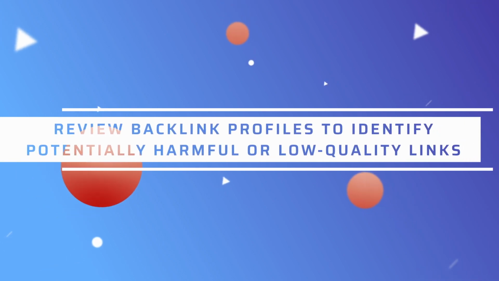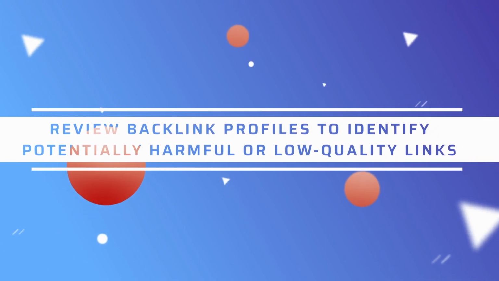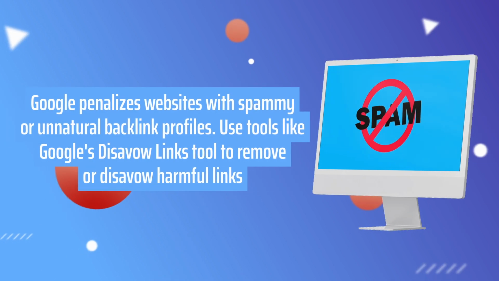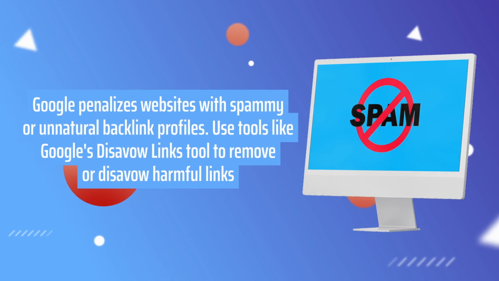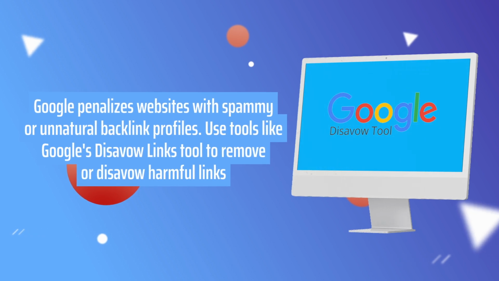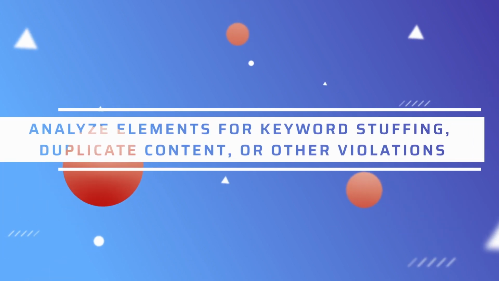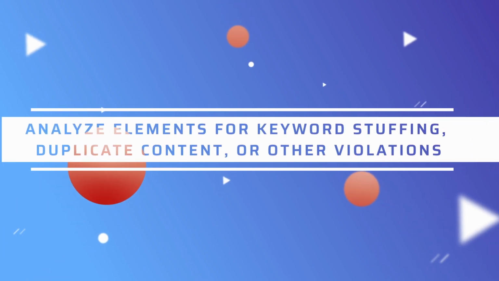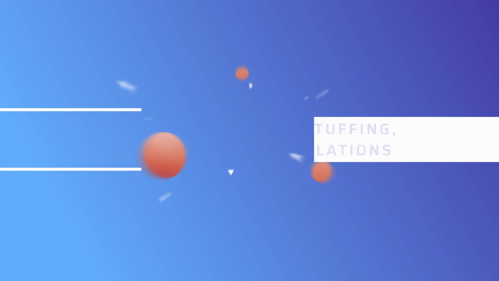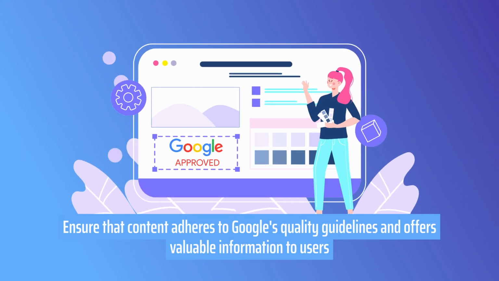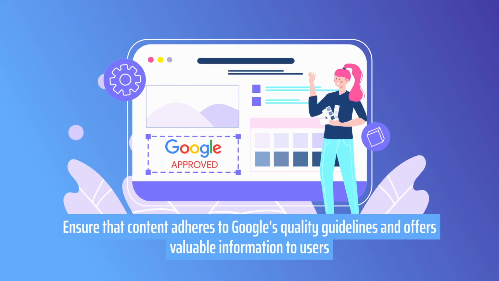Thirdly, review backlink profiles to identify potentially harmful or low-quality links. Google penalizes websites with spammy or unnatural backlink profiles. Use tools like Google's Disavow Links tool to remove or disavow harmful links. Fourth, analyze on-page elements for keyword stuffing, duplicate content, or other violations. Ensure that content adheres to Google's quality guidelines and offers valuable information to users.